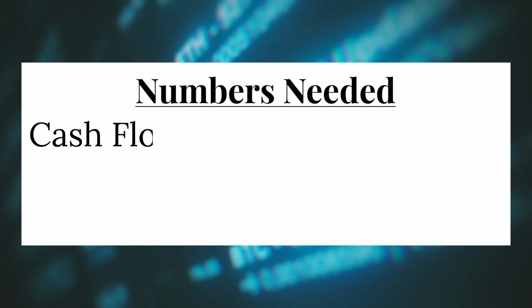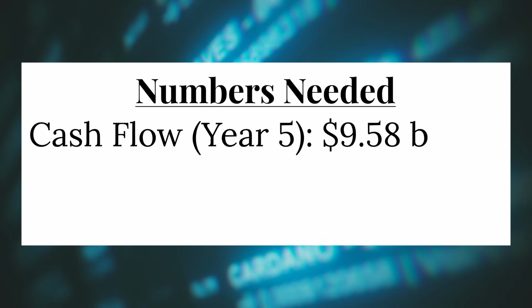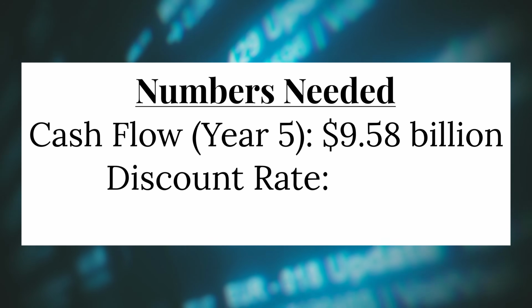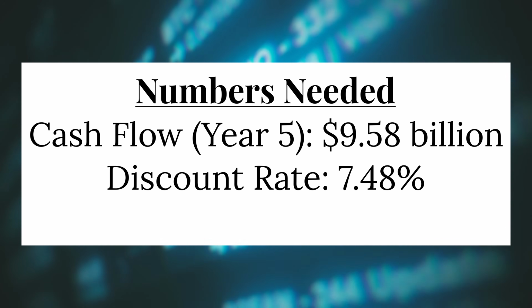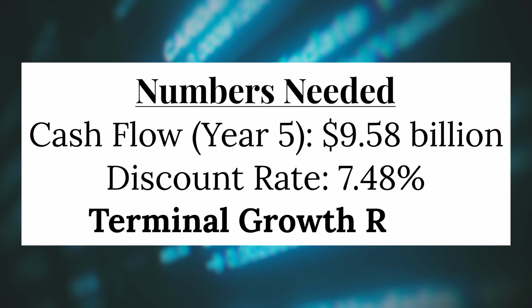So how do we get the company's residual value? Well, just like we did with the discount rate, before I give you the formula, let's just get the numbers first. We'll only need 3, and we already have 2. The cash flow in year 5 of 9.58 billion, our discount rate of 7.48%, and finally, we need a terminal growth rate. Okay, so what is a terminal growth rate?